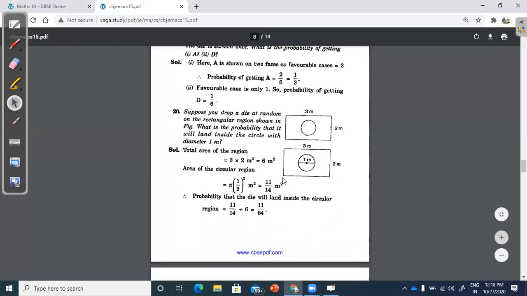Next one, suppose you drop a die at random on the rectangular region. Now this is a rectangle. What is the probability that it will land in the circle? So this area is favorable to you, whereas this is the total. So what is favorable? That is pi r square. And what is the total?